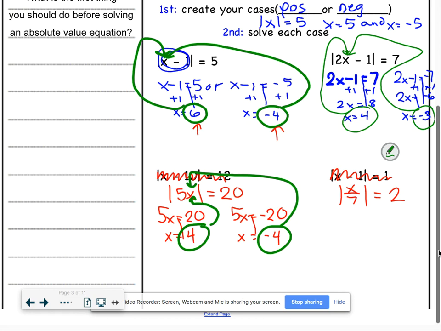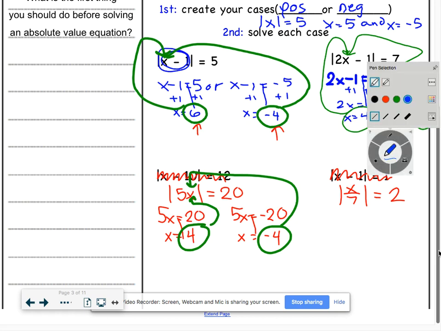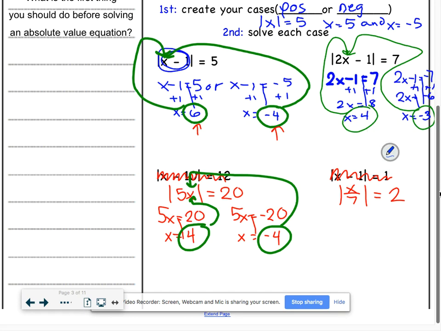Yep. Okay, now I have x over 7 equals 2. So what I need to do is make my cases. I want to know what things divided by 7 is 2 away from 0. So I know that it can be 2, and I know it can be -2. So x over 7 is 2, or make it negative, x over 7 is -2.